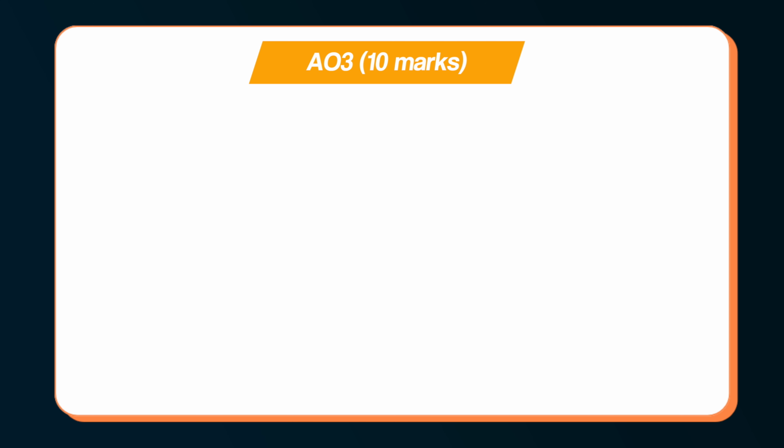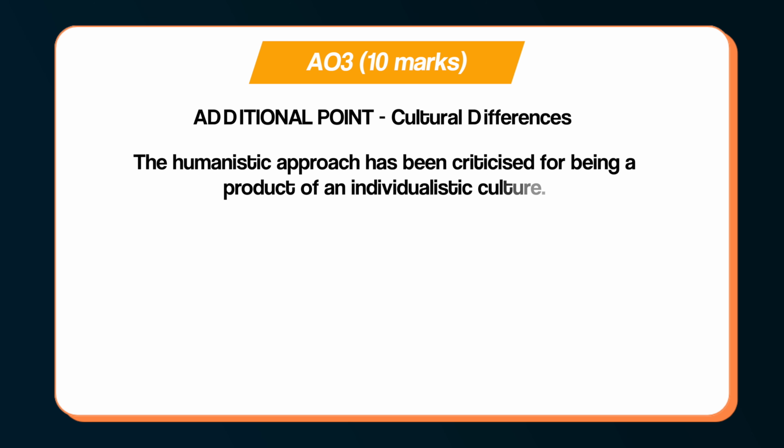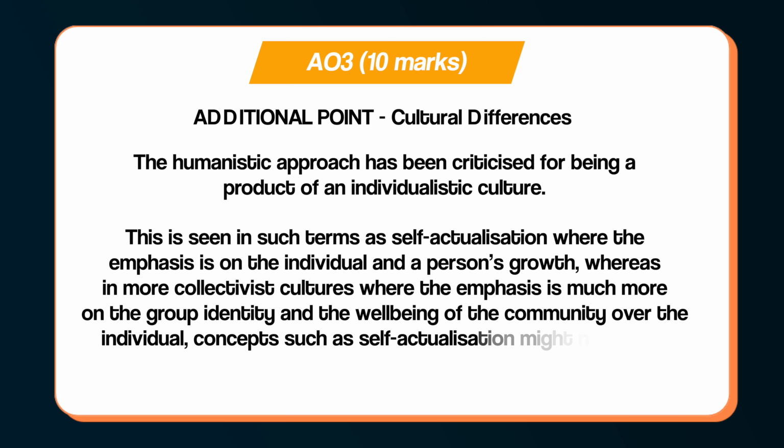An additional way you could evaluate is through considering cultural differences. This is because the humanistic approach has been criticised for being a product of an individualistic culture. This is seen in such terms as self-actualization, where the emphasis is on the individual and a person's growth, whereas in more collectivist cultures where the emphasis is much more on the group identity and the well-being of the community over the individual, concepts such as self-actualization might not apply.